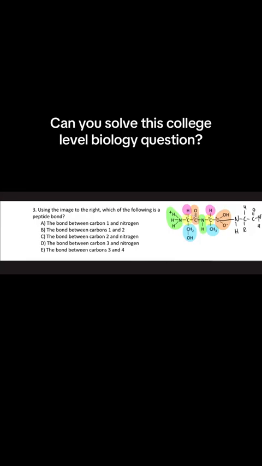Answer choice C, carbon 2 and the nitrogen. As we just talked about previously, the peptide bonds are between the carboxyl group and the amine group. So this would be the correct answer. So the correct answer would be C, carbon 2 and the nitrogen.